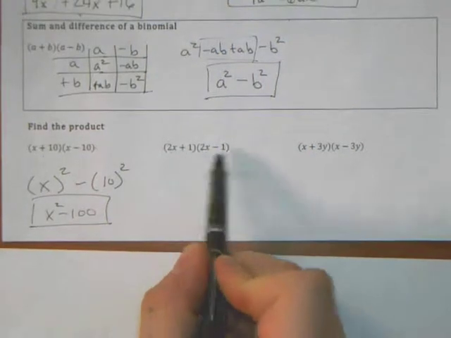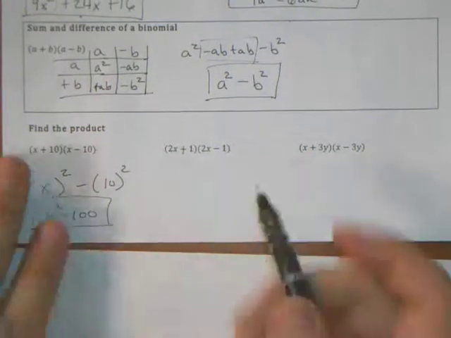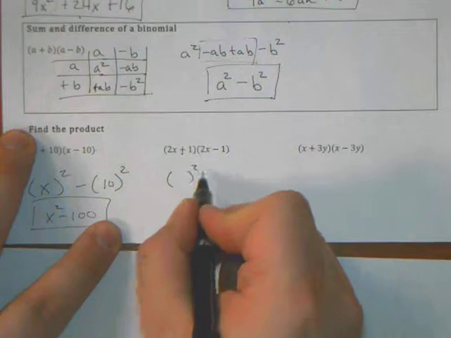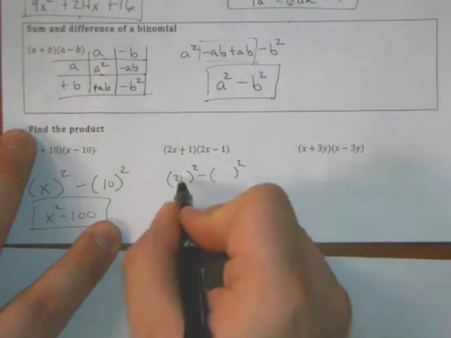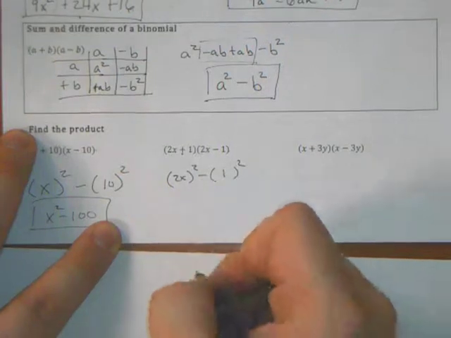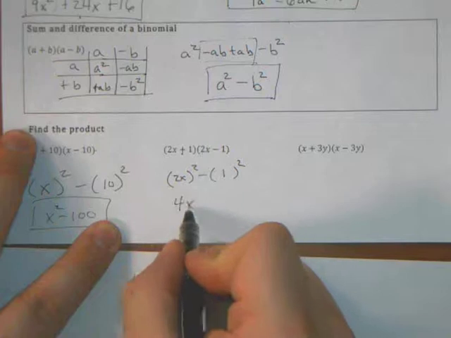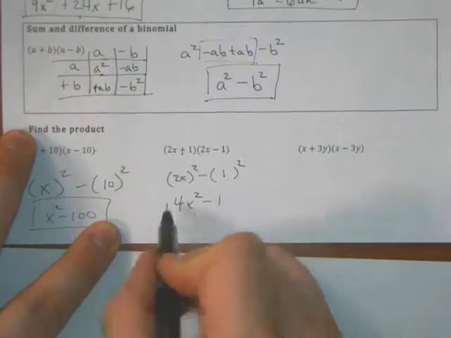Same terms, one's connected with adding, the other's connected with subtraction. It's got to fit this pattern. 2x and a 1. 2x squared is 4x squared. 1 squared is 1.